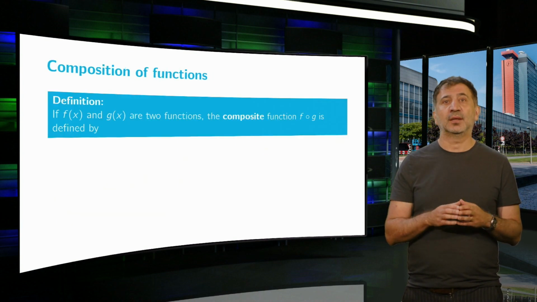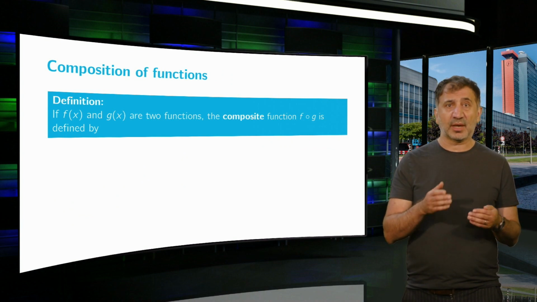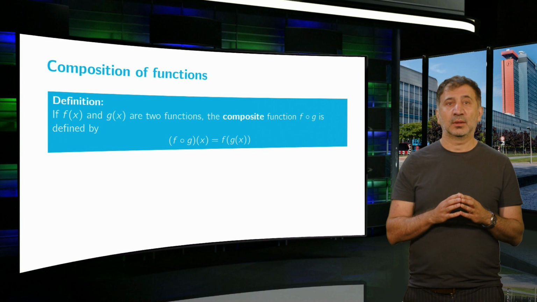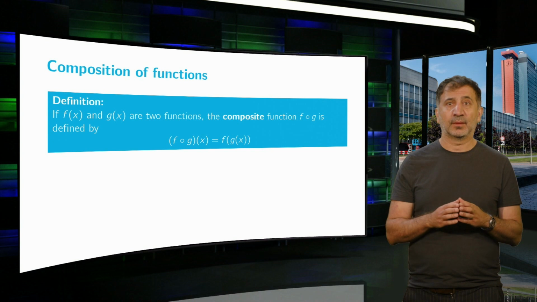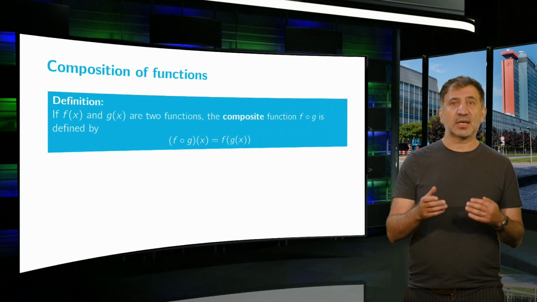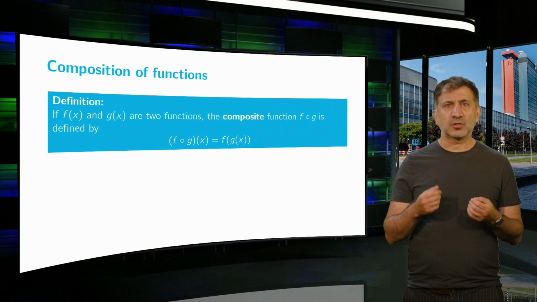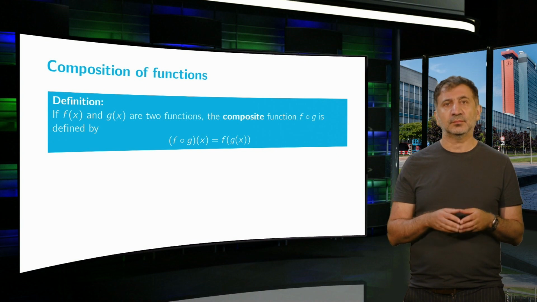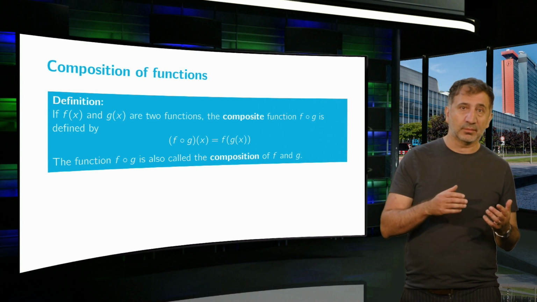More formally, if f of x and g of x are two functions, the composite function f circle g is defined by the formula on the screen. It's also read f of g and sometimes also f composed g. And what this notation really means is that we are plugging g of x inside the function f of x. Be aware that the special circle is not a multiplication symbol, although they look rather similar. The function f circle g is also called the composition of f and g.